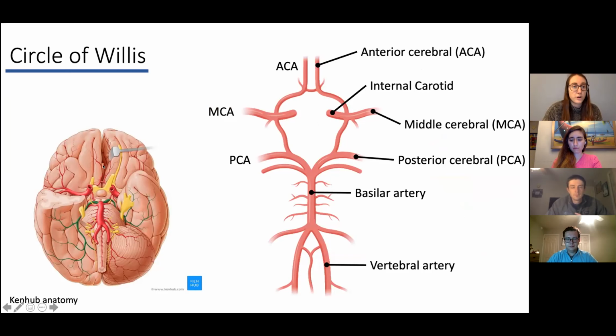the anterior cerebral artery. So they're going to come up here and go deeper. The middle cerebral artery comes off the internal carotid and goes here. And it's a little bit harder to visualize, but the posterior cerebral artery comes here, and it's going to go to the posterior aspect of our brain.